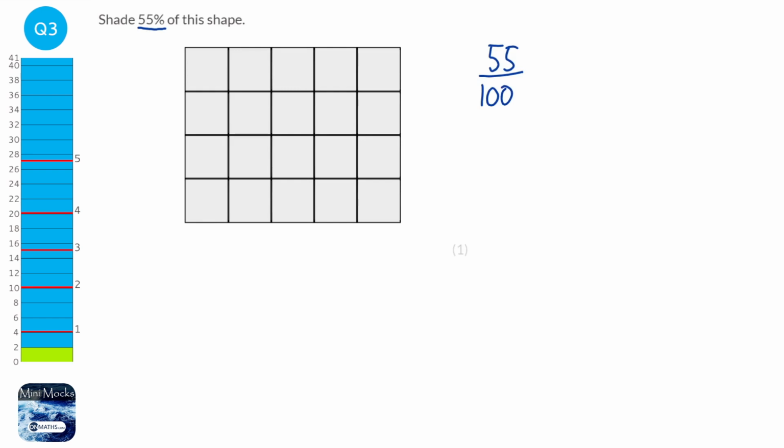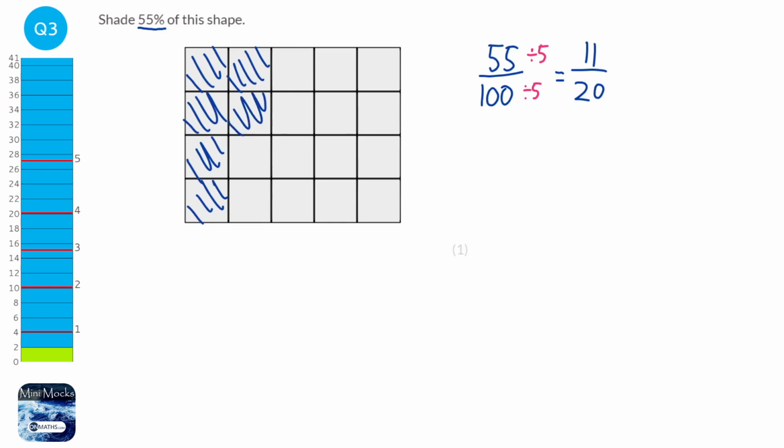So 55% is the same as 55 over 100. And what I can do is I can divide the top and bottom of the fraction by 5. And so that is going to equal 11 over 20. Now in total there are 20 squares here because there's 5 across and 4 down. 5 times 4 is 20. And if there's 20 squares and we're looking to shade in 11 20ths, it's just going to be 11 squares. So 1, 2, 3, 4, 5, 6, 7, 8, 9, 10, 11.